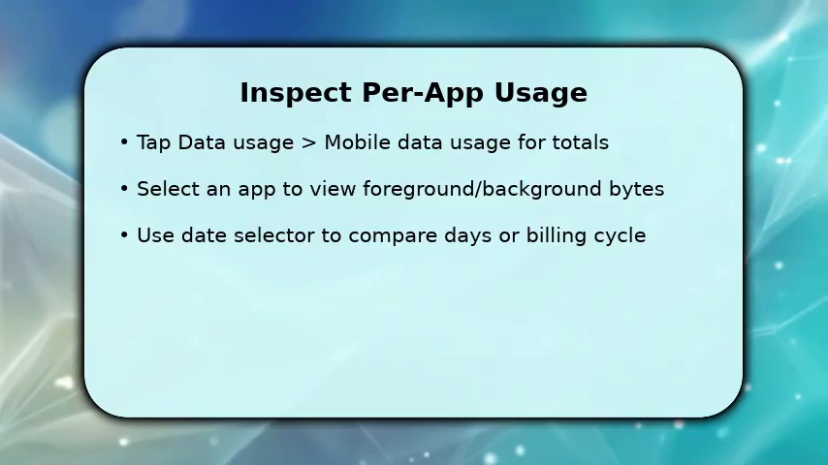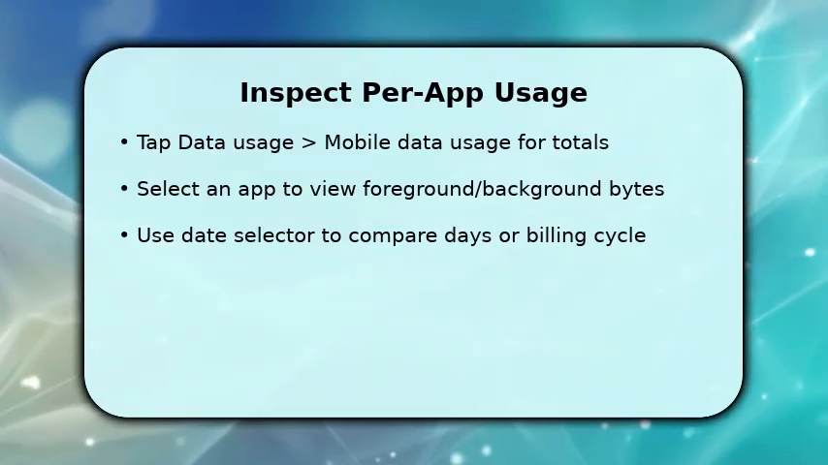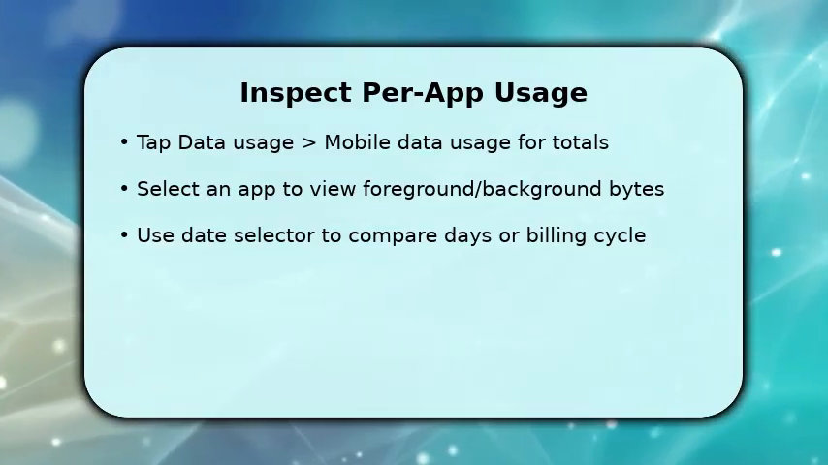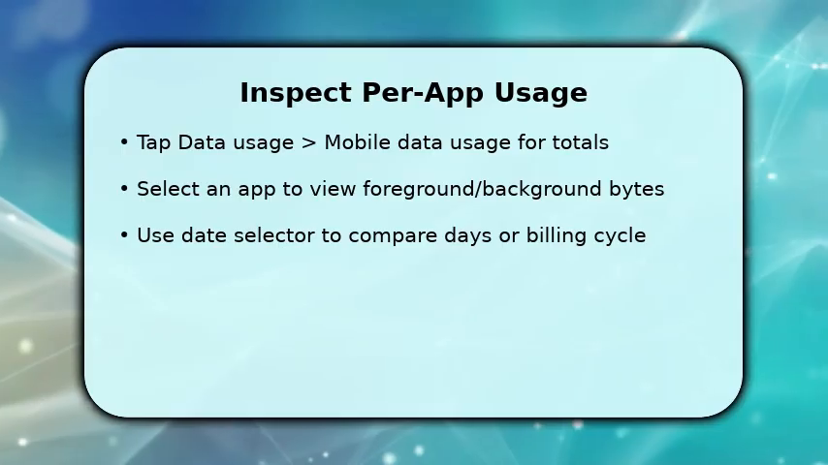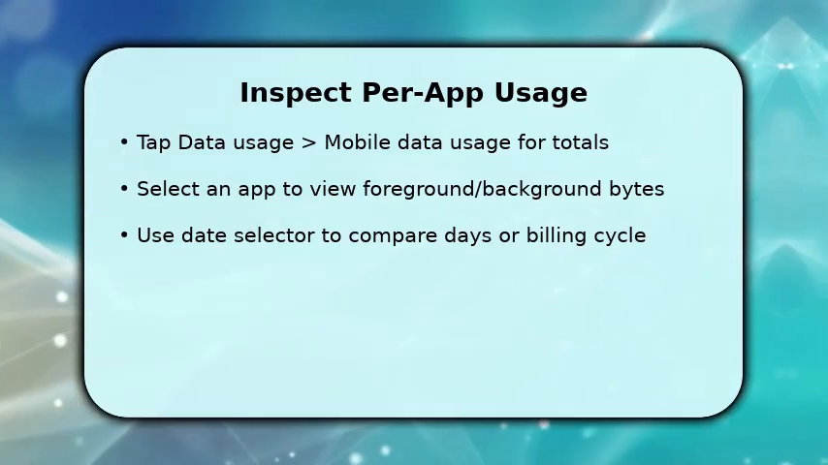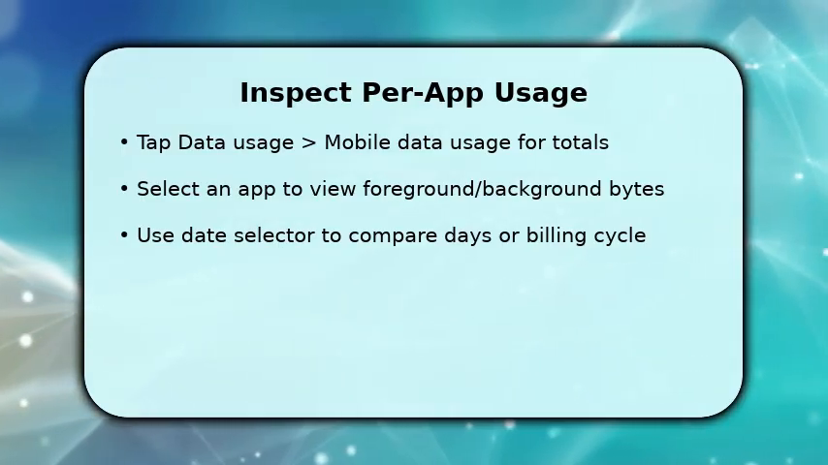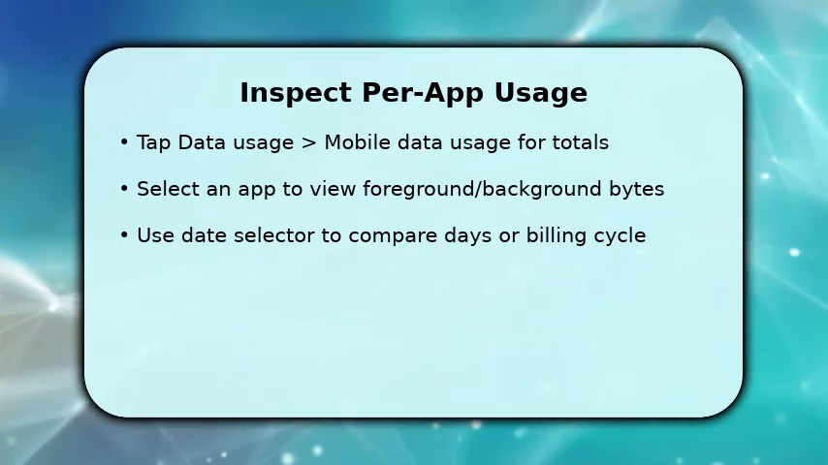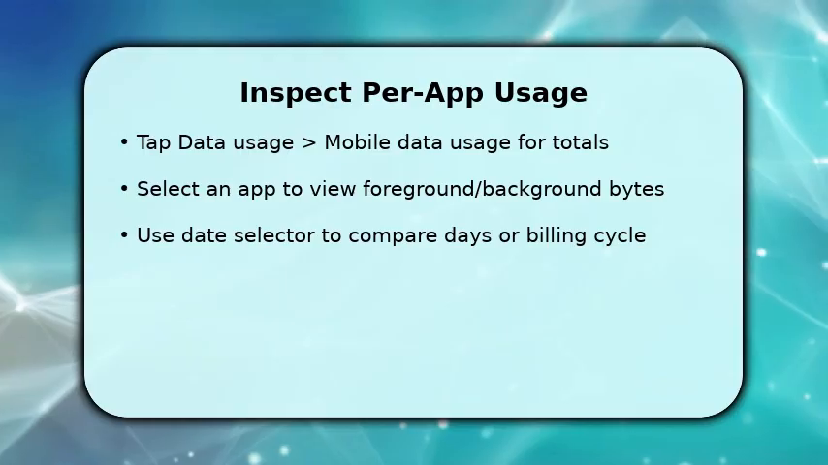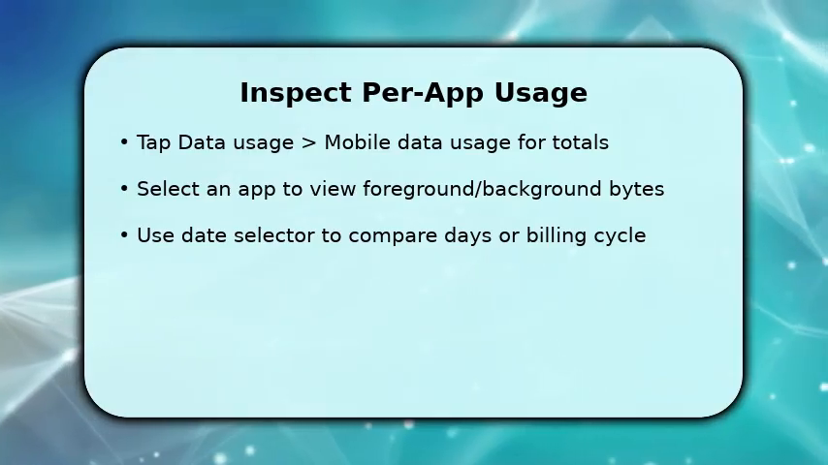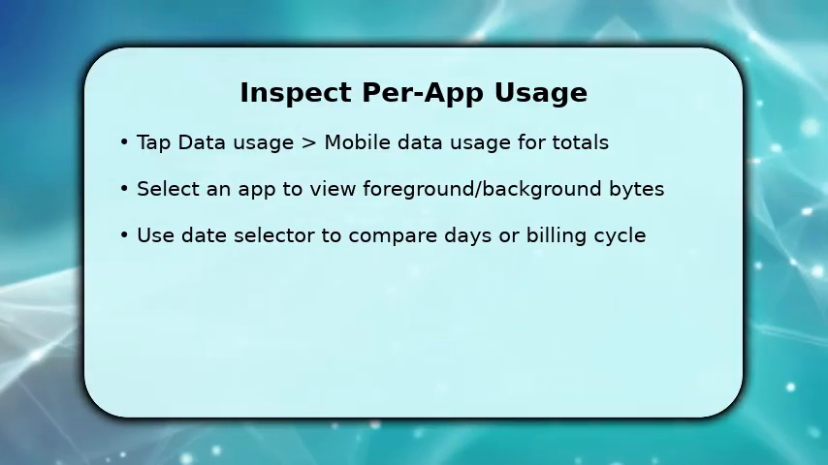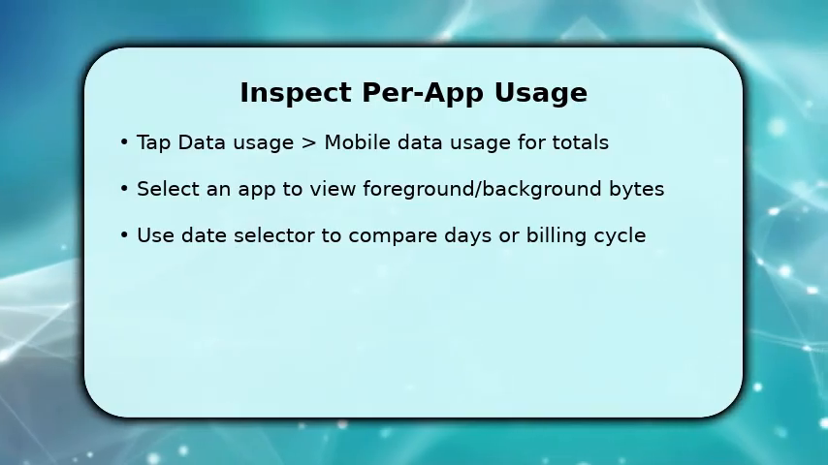Now inspect granular details. In data usage, tap mobile data usage to see total consumption and a ranked list of apps. Select any app to reveal foreground versus background data and session timestamps so you understand when heavy transfers occur. Once you identify a top consumer, toggle its background data or restrict it temporarily to test impact.